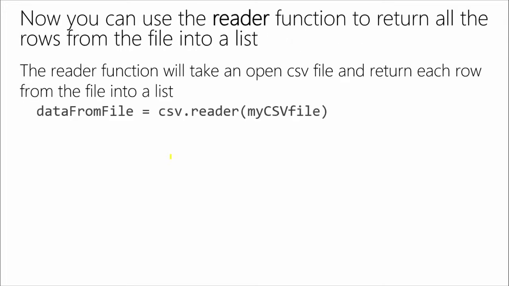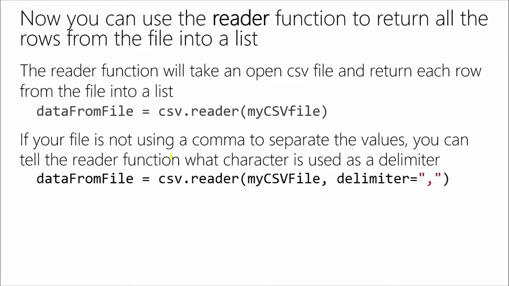And once you've done that, there is a reader function. What the reader function will do is return all the rows that were inside the file, but instead of one big giant string, it returns them as a list. And we just learned a little earlier how we can process and work through lists. Once you've got the values in a list, it does assume by default that you're using a comma to separate the different values in your file.